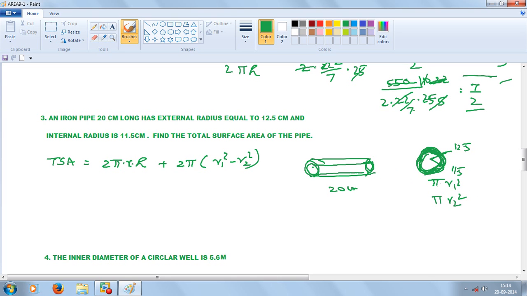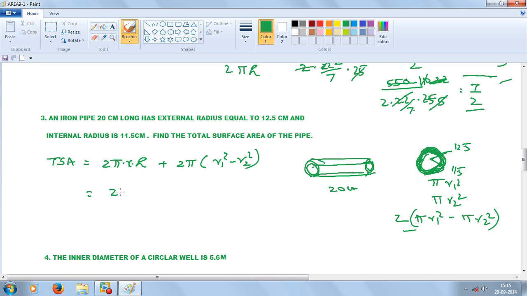So the difference will give the area of the ring. The area at the top is pi r1 square minus pi r2 square. So top plus bottom, then you multiply by 2. So this gives the formula for this. Suppose in some cases, for a cylindrical tin, there is no top, no cover, then you can take only one side.